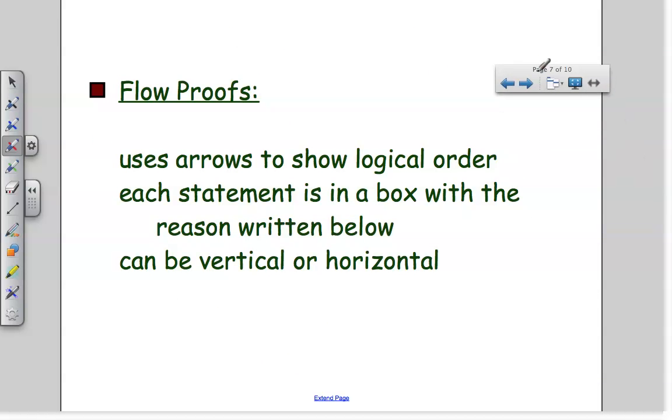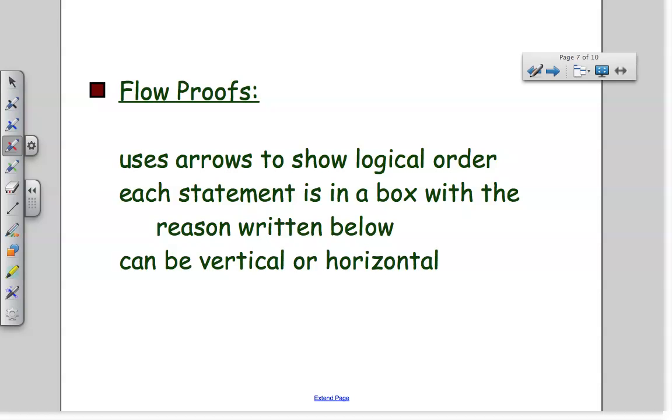Next cool thing we're talking about today is one more way to show or illustrate a proof. We've talked about two-column proofs, we've talked about paragraph proofs, and now our last type of proof is called a flow proof. It's a lot more visual. If you're somebody that likes diagrams and likes those thought webs, you're going to like this because you use arrows to show order.